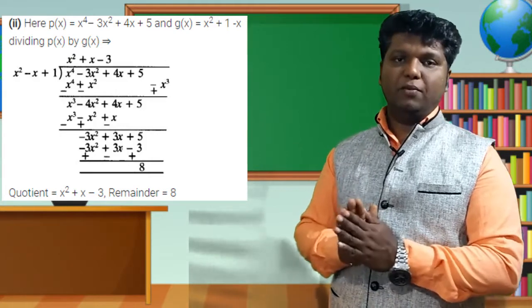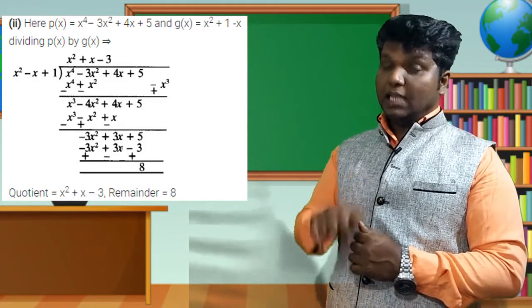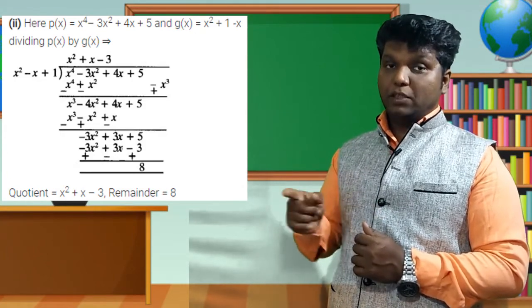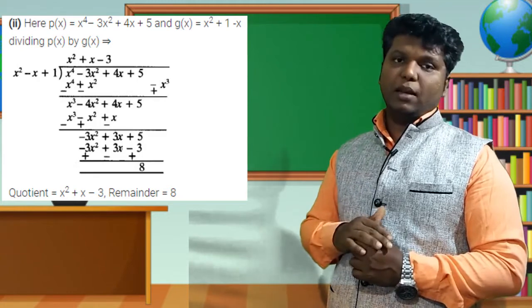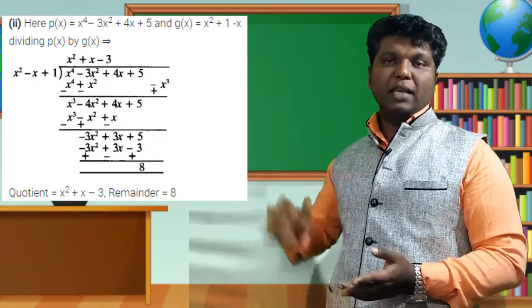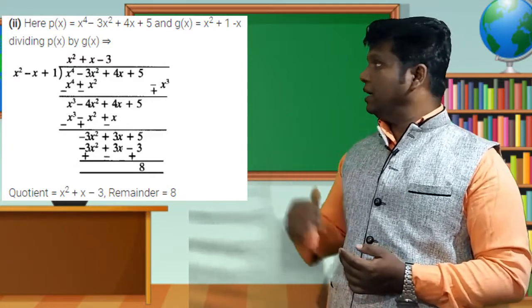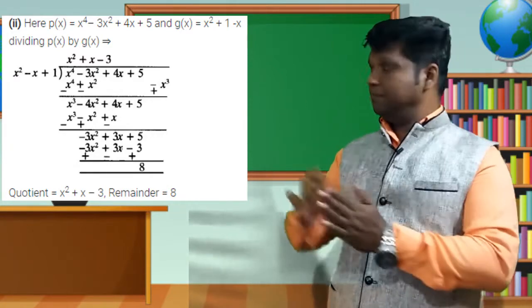So x cube itself. Next term, minus 3x square and a plus 1. Change the sign of the second number. It is plus 1. Changing to minus 1, it will become minus 1. Minus 3 and minus 1 are the numbers. Minus 3 plus minus 1 is minus 4 itself. So minus 4x square. Next term, bring it down, plus 4x. Okay. Now again repeat the same criteria.